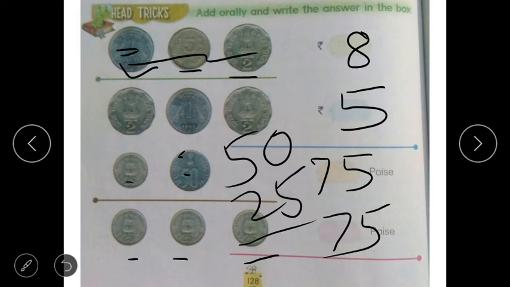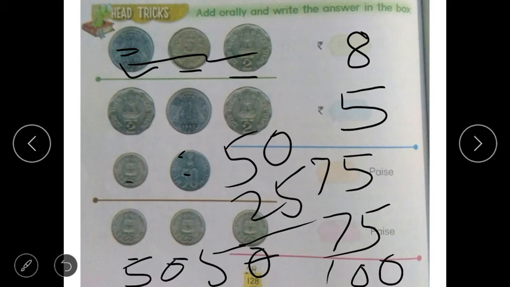Clear? Now look at the same way. Here 25, 25, 25 is there. If 50 paisa is there, then it will be 100 paisa, which equals 1 rupee. 100 paisa makes 1 rupee.